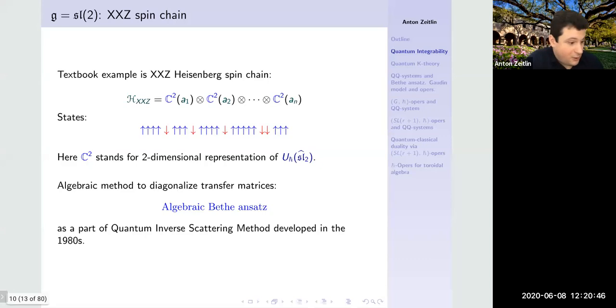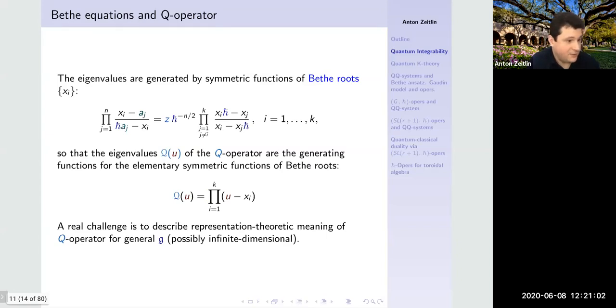And then there is an old method of how to diagonalize transfer matrices. It's known as the algebraic Bethe ansatz. That's a part of the quantum inverse scattering method developed in the 80s. What it leads to, in this particular case, let me give you the Bethe ansatz equations. It leads to searching for the solutions of these algebraic equations. Remember I told you about the Q operator, which generates the whole Bethe algebra. Its eigenvalues give you the generating function for elementary symmetric functions of solutions of the Bethe equations. So the problem here is, for general G, to describe the Q operator from the point of view of representation theory: what W corresponds to that Q operator.